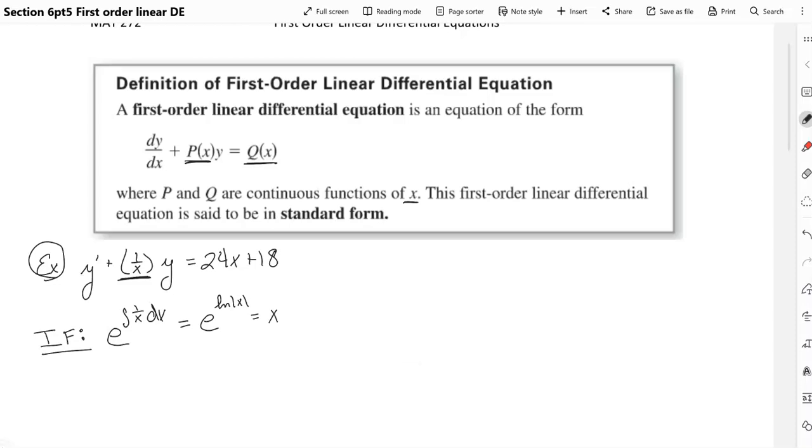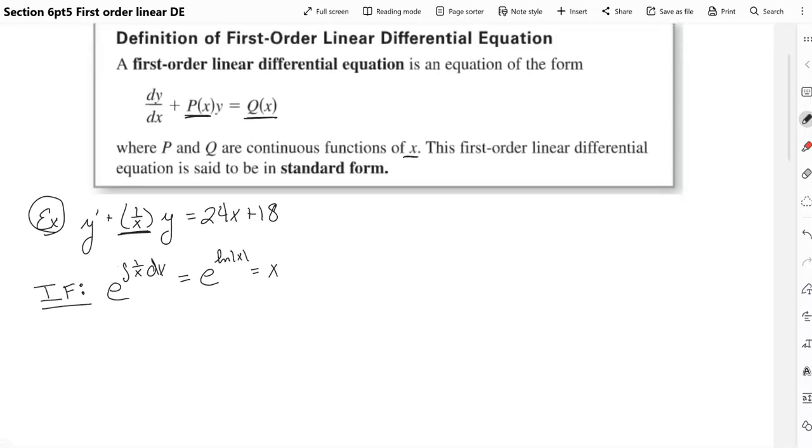And we talked about this before, how a lot of times in real life, when we think about the independent variable, which in this case is x, we think about it in terms of positive. Usually in engineering, the independent variable can represent something like time. And we know we can't go backwards in time. So that's why this is an okay move here.